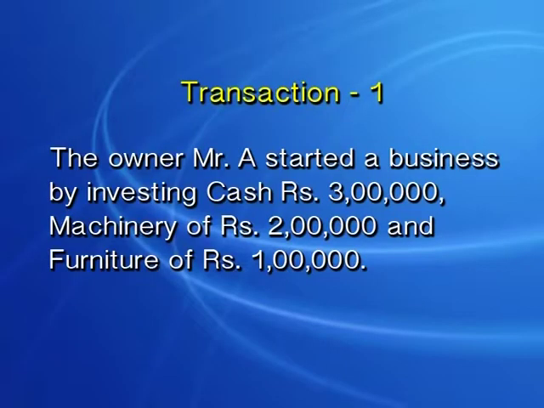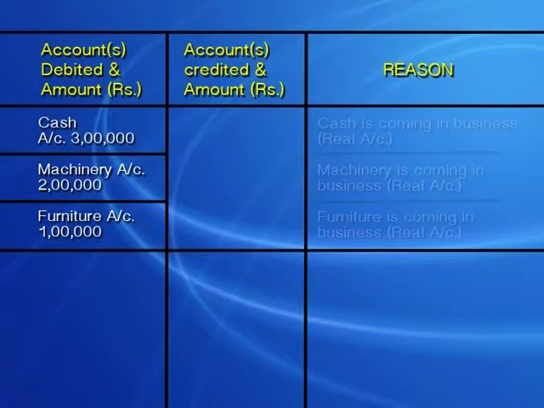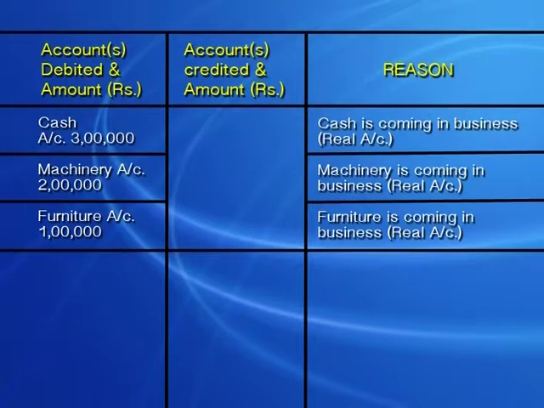Now, let us take some transactions and see what accounts are to be debited and credited and why. Let us say the owner Mr. A started a business by investing cash rupees 3 lakh, machinery of rupees 2 lakh and furniture of rupees 1 lakh. Now, in this case you can observe that cash account, machinery account and furniture account, these accounts are to be debited. All these are real accounts, they are representing properties coming in business, cash is coming in business, machinery is coming in business and furniture is also coming in business.